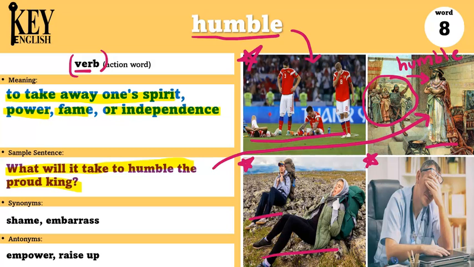Another example would be, the doctor was humbled by his mistake and learned to always double check what medicine he gave someone. Maybe this doctor made a mistake by giving someone the wrong medicine. Before that, he thought he was the best doctor and he can never make a mistake, but after making that mistake, he was humbled. Some synonyms are shame and embarrass. So you can imagine in all of these examples here, these people probably felt some shame and they probably felt embarrassed. And antonyms are empower and raise up.